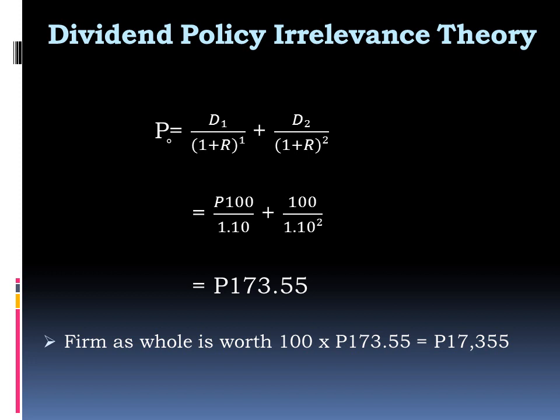equals 173.55 pesos. So the firm as a whole is thus worth 100 times 173.55 pesos equals 17,355 pesos. So several members of the board of Burnham have expressed dissatisfaction with the current dividend policy and have asked you to analyze an alternative policy.